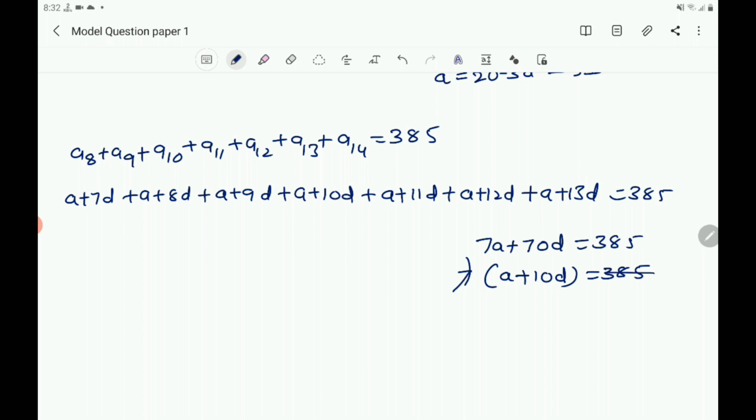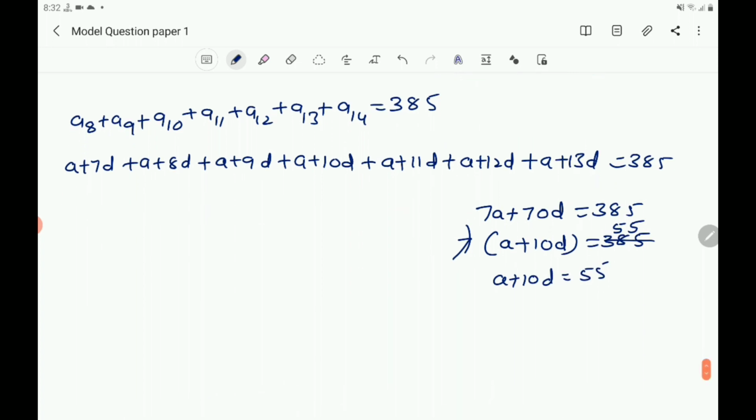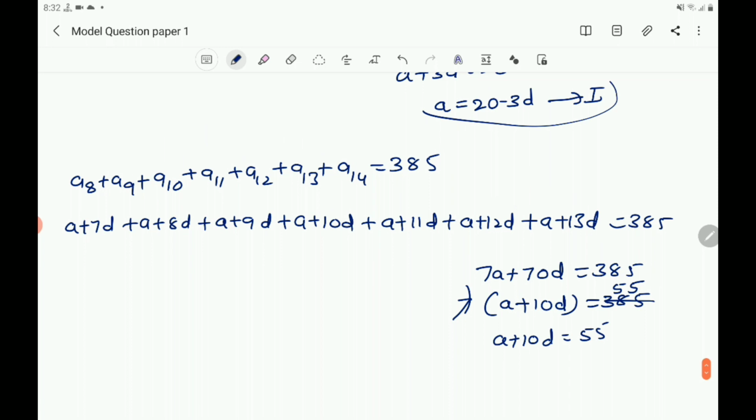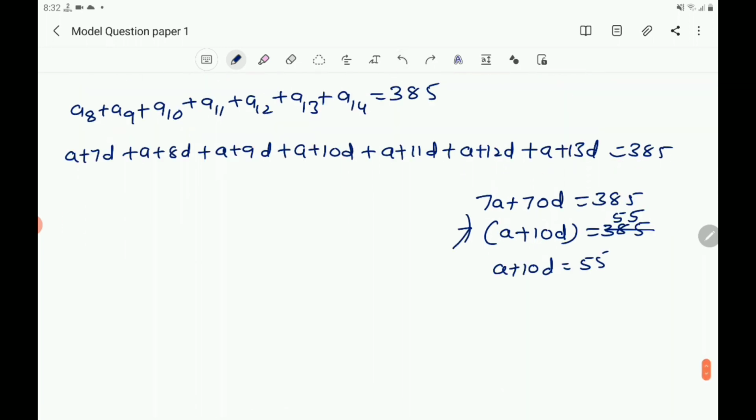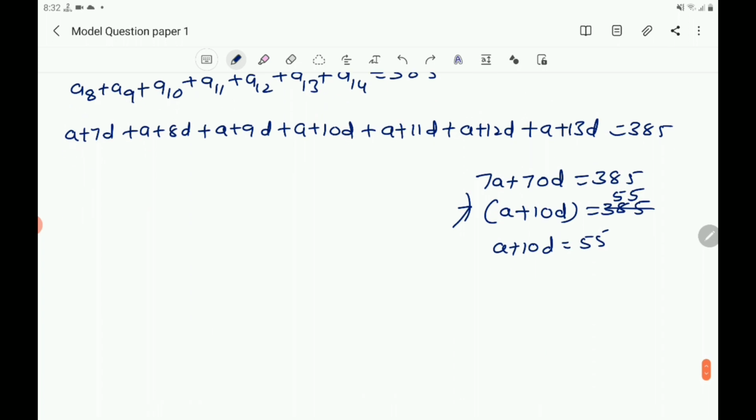Then 7 ones are 7, so you can cancel here. 7 5s are 35. 3 is remaining. 7 5s are 35. So you got that A plus 10D equals 55. Then you got A equals, substitute here. That is 20 minus 3D. 20 minus 3D plus 10D equals 55.